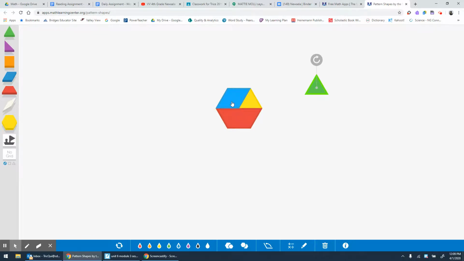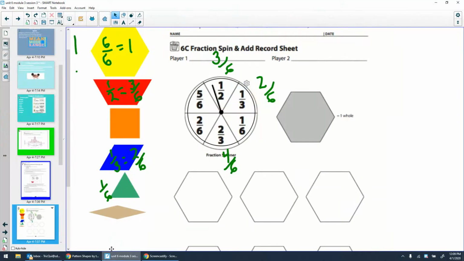So we have used up 5/6. In other words, our 1/2 plus, what did we spend? 2/6 equals 5/6.